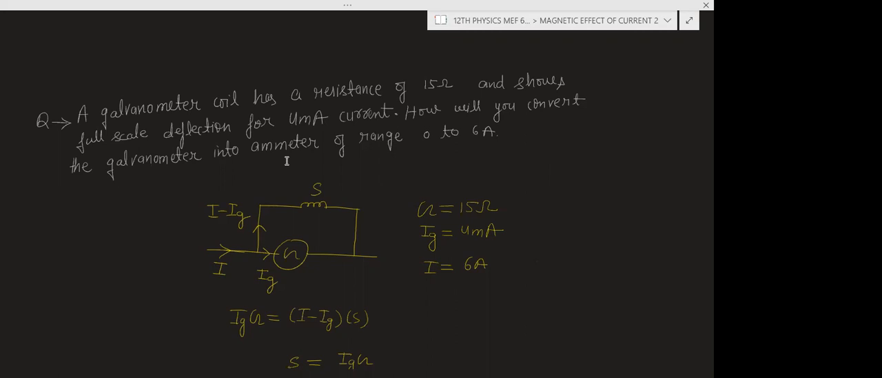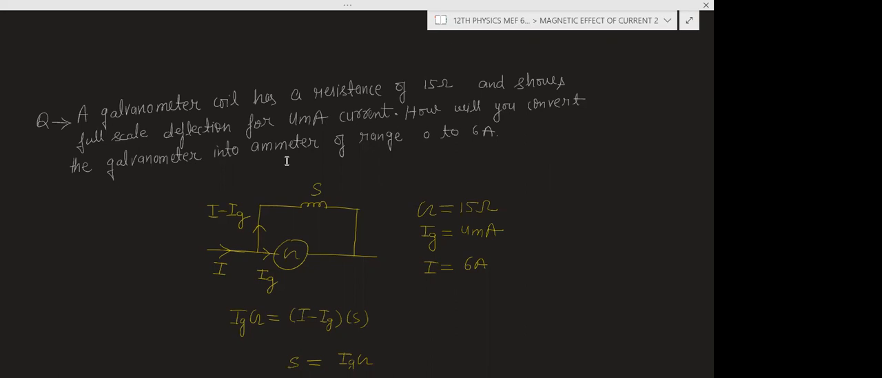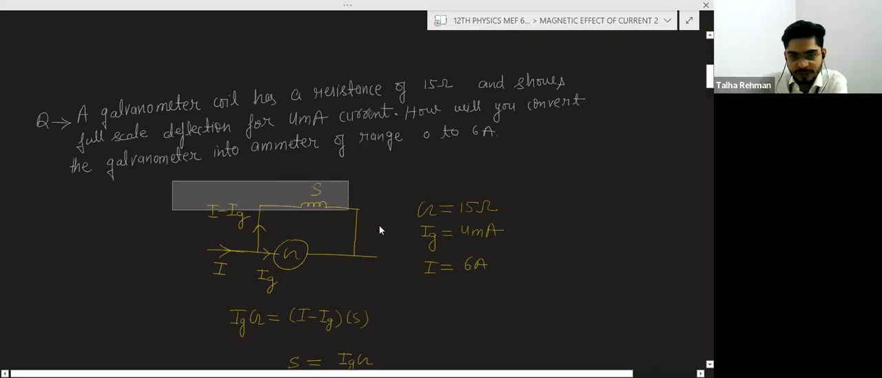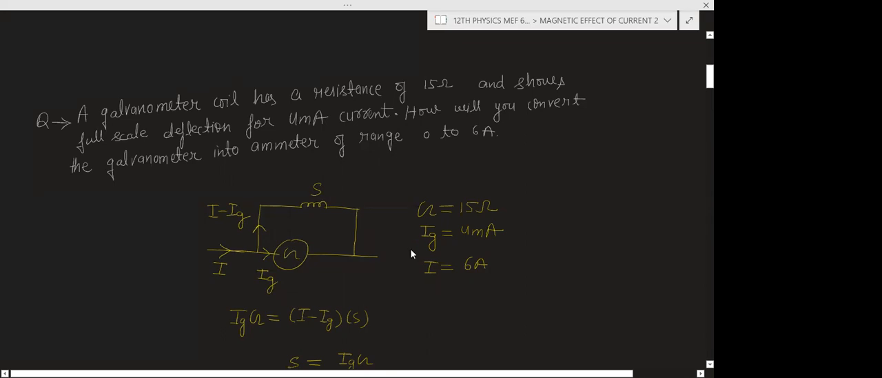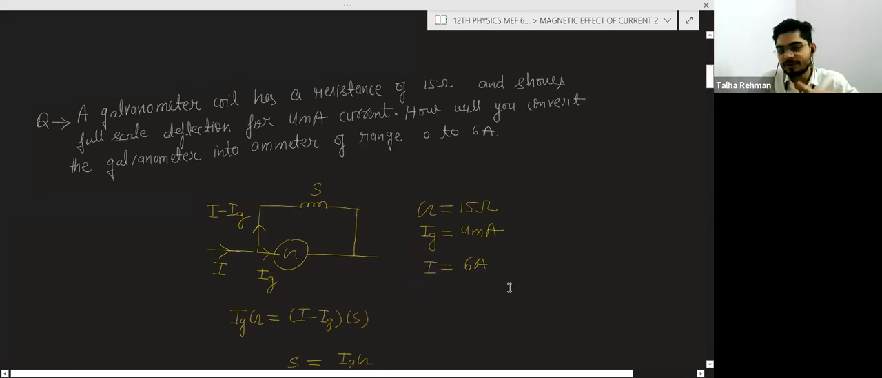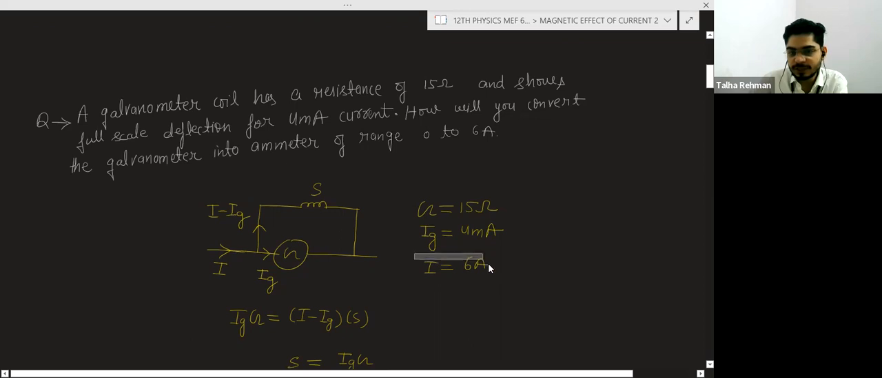When you convert the galvanometer into an ammeter, you connect a shunt in parallel with the galvanometer. So this whole thing is an ammeter, and this ammeter has the capacity to measure 6 ampere current. Range means, suppose the range of the ammeter is 0 to 5 ampere, then up to 5 ampere current the ammeter can measure. Range is written with capital I, so capital I is given as 6 ampere.